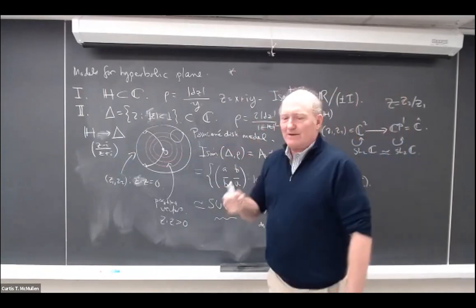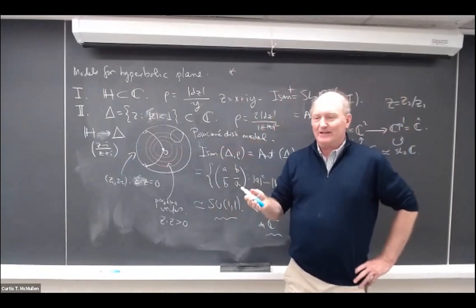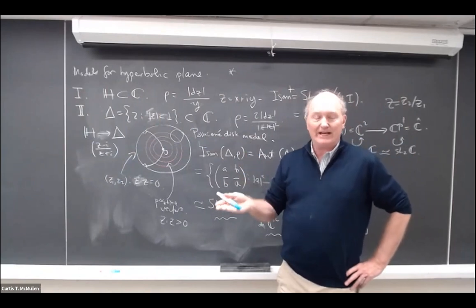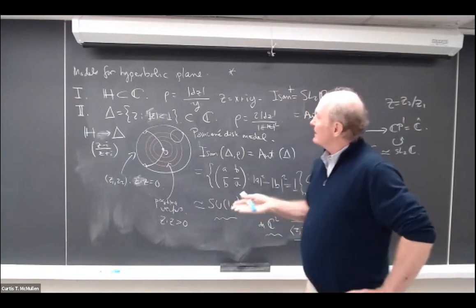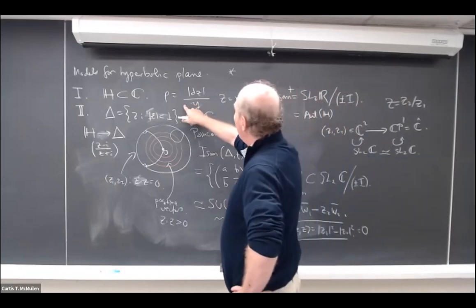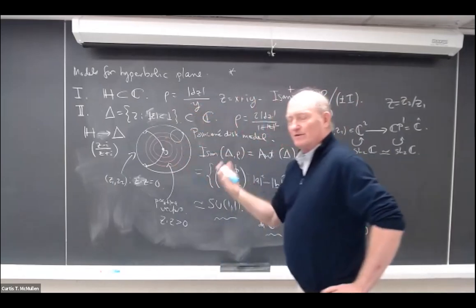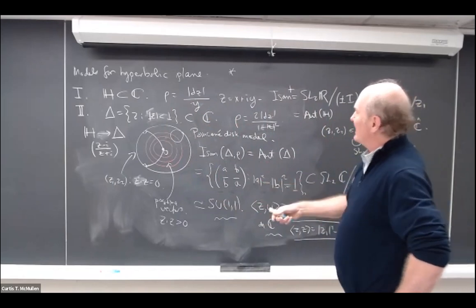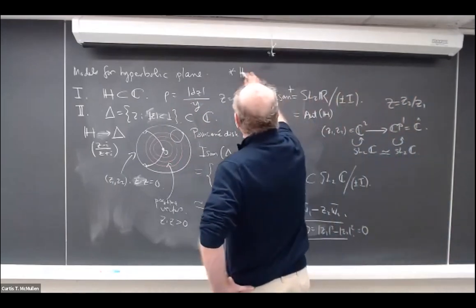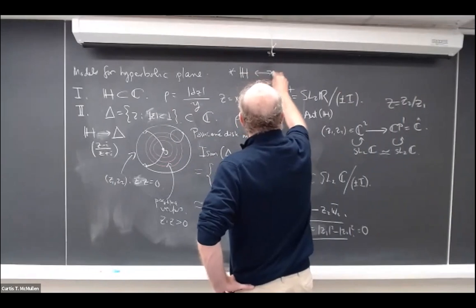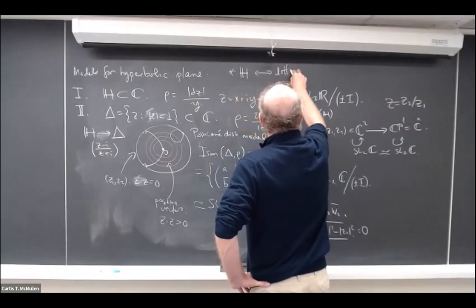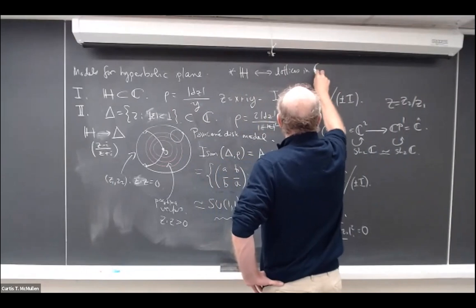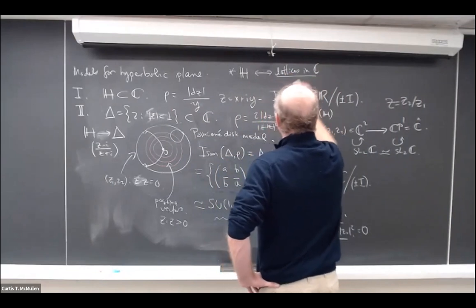Where do you first learn about the upper half plane in complex analysis? Well, one of the places is in the study of elliptic functions. So secretly, the upper half plane is a way of describing all of the lattices in the complex plane. So H corresponds to lattices in C. In fact, lattices with a choice of basis.